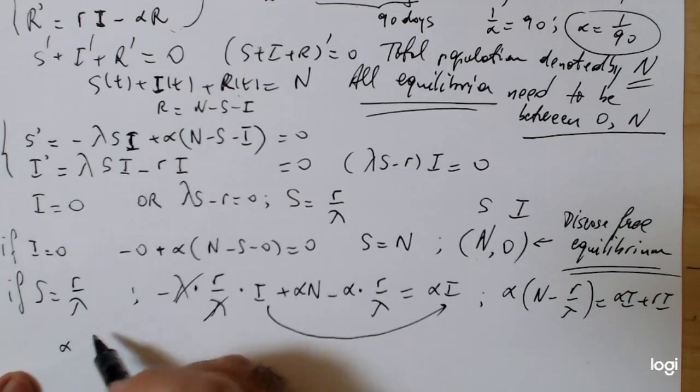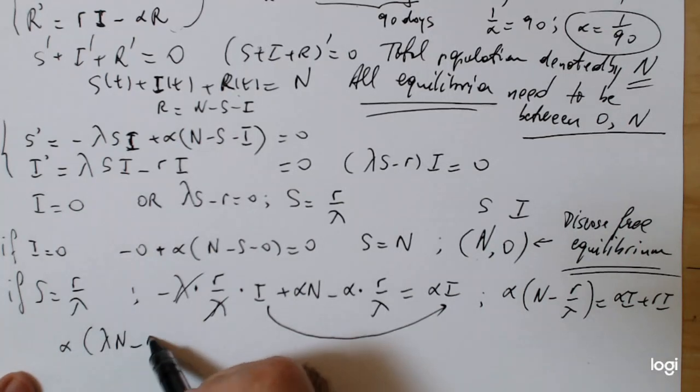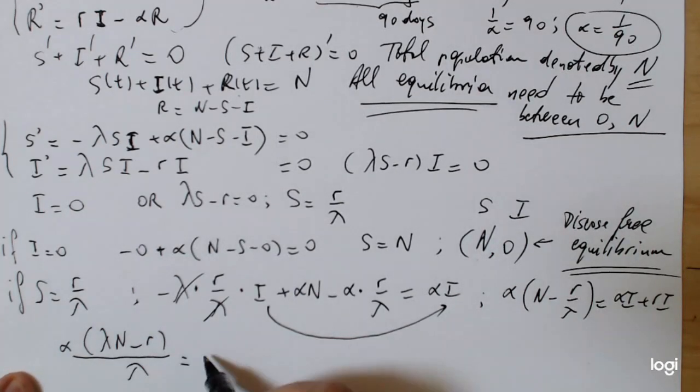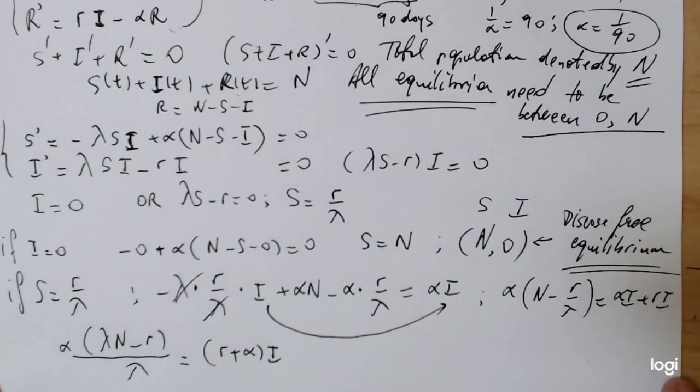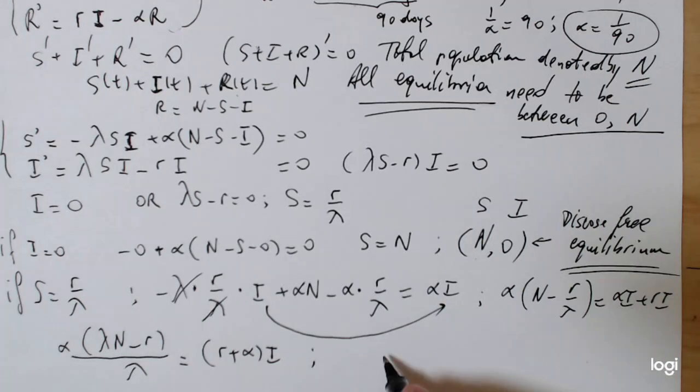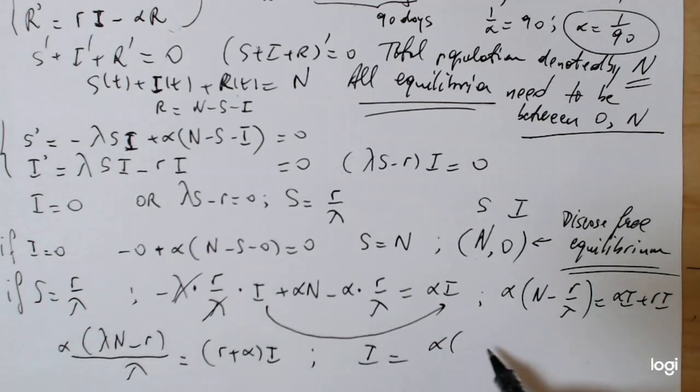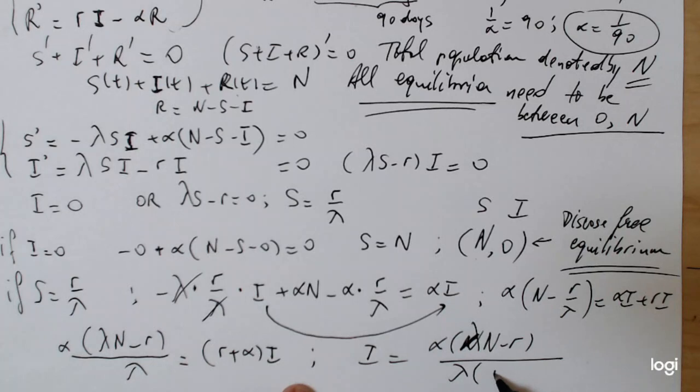Let's do a little bit of extra algebra here. Factor out I, and then finally the value of I is alpha times (lambda N minus R) over lambda times (R plus alpha).